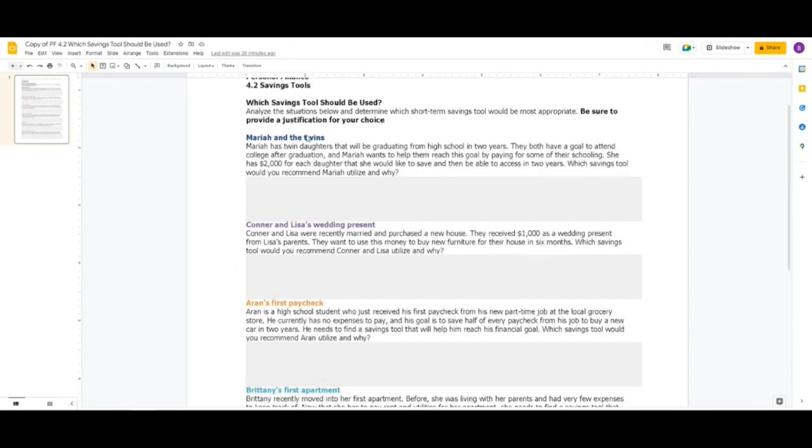And then, as it says here, be sure to provide a justification. So give a rationale, give a reason why that would be their best option to put their money in. All right. And that's it. As always, then save it as a PDF, upload it to Schoology. Once you get through that presentation and that worksheet, you are good to go.